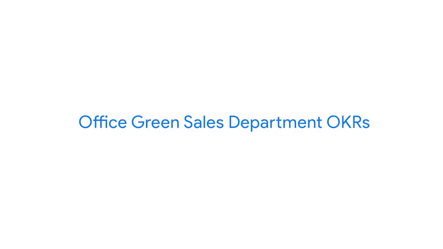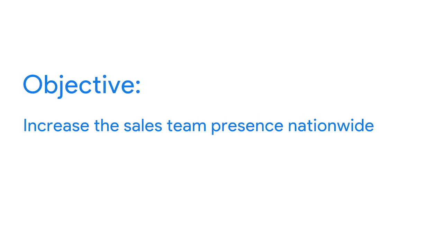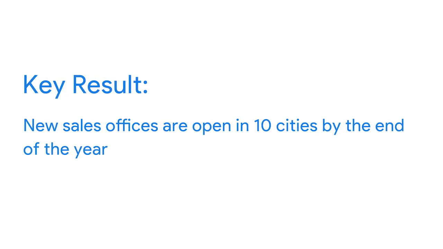Team or department level OKRs support the company's broader OKRs and help drive team performance. Departments may develop OKRs that are more specific to their job function as well. For example, the company-level key result, sales and support channels are available 24/7 by the end of the year, could lead to a related sales department objective like increase the sales team presence nationwide, and the key result, new sales offices are open in 10 cities by the end of the year.